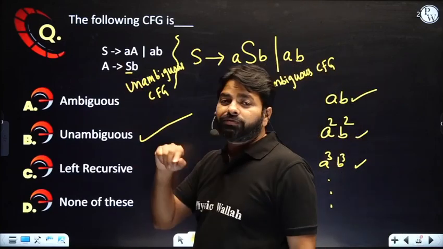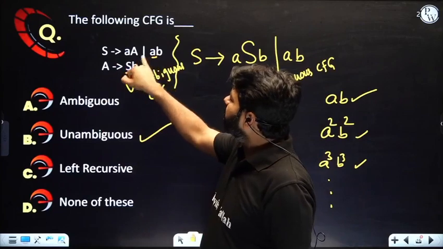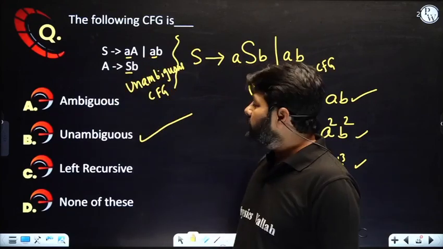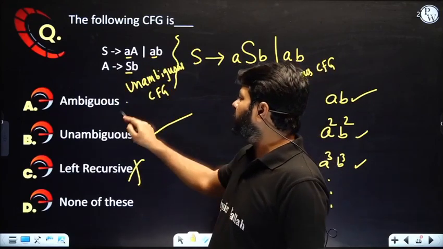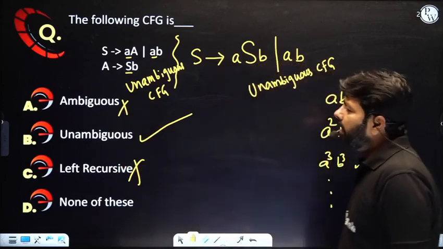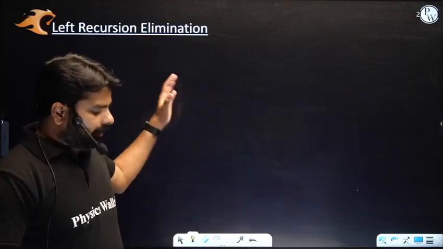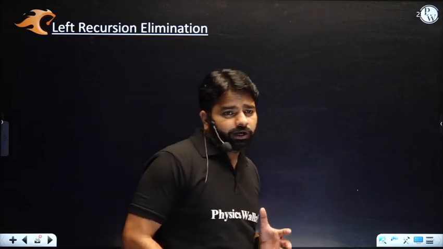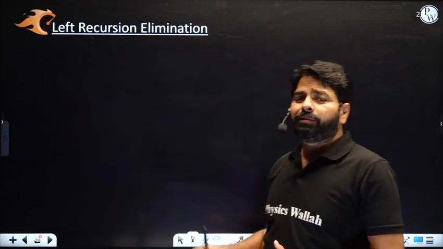Is there any left recursion with S? Oh, here small a, here small a, no left recursion. So this is not going to happen. Okay. So it is an unambiguous grammar. Next topic is left recursion elimination. What is left recursion elimination?